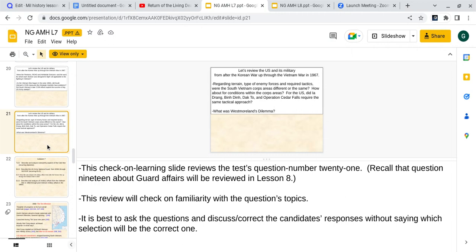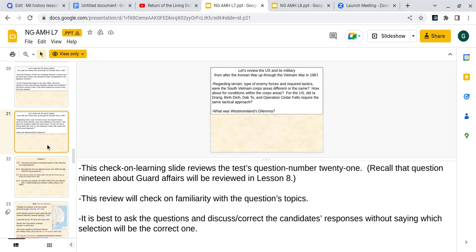Then, regarding terrain, type of enemy forces, and required tactics, were the South Vietnam Corps areas different or the same? So they were all different, right? All South Vietnam Corps areas were different. As for the conditions within the Corps areas, those were all different too. The conditions within the Corps areas were all different, and the Corps areas themselves were all different. So, Vietnam, all the environments, all the areas where they were fighting were very diverse. There's a lot of diversity here. They're all different, and even within those areas, there's differences. It's just different, different, different.